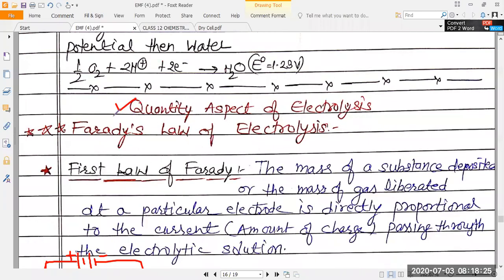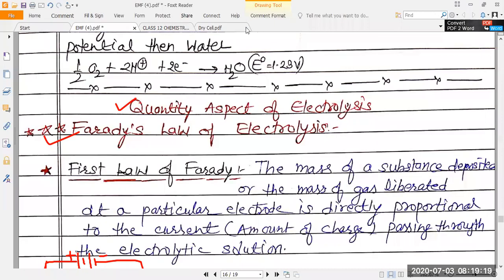So to explain the quantitative aspects of electrolysis, we have to learn two laws of electrolysis, that are Faraday's laws of electrolysis. It is a very important law. So Faraday gave two laws to explain the product formation at anode and cathode, the amount of product formation at anode and cathode.